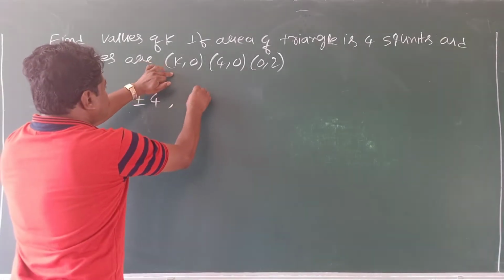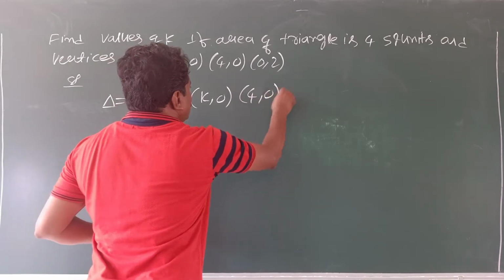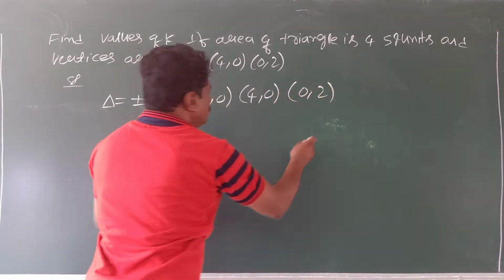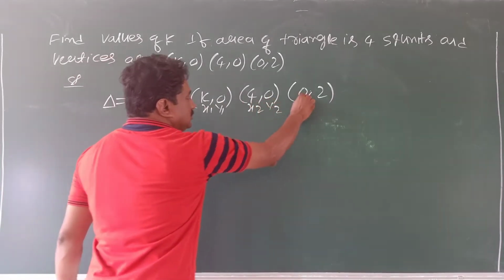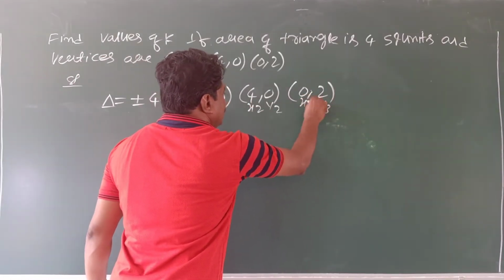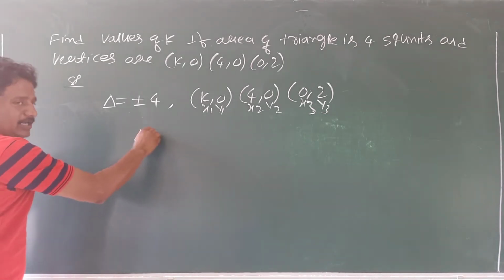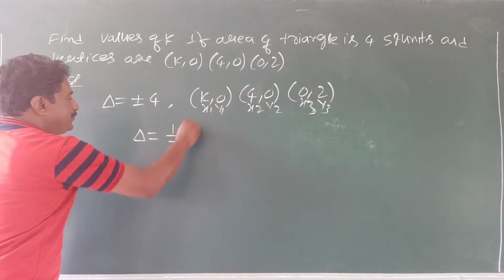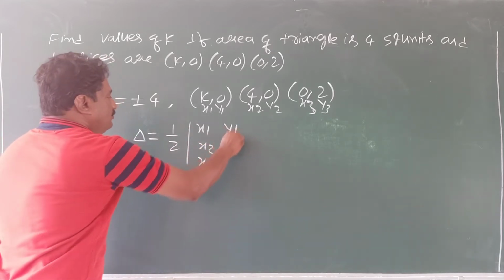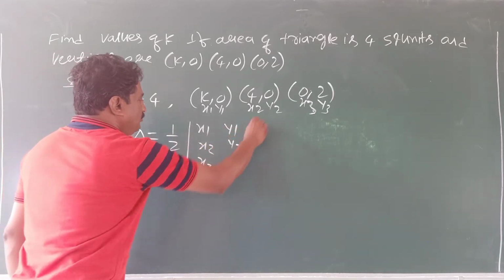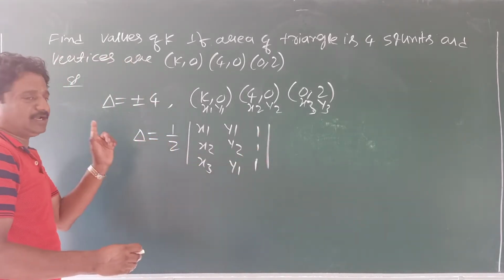Next, (k, 0), what is this given? (4, 0). Next, (0, 2). These are x1, y1, x2, y2, x3, y3. So write the formula and substitute. Tell me the delta formula. Half into the determinant of x1, y1, 1; x2, y2, 1; x3, y3, 1. Now you substitute, and you will get the k value.